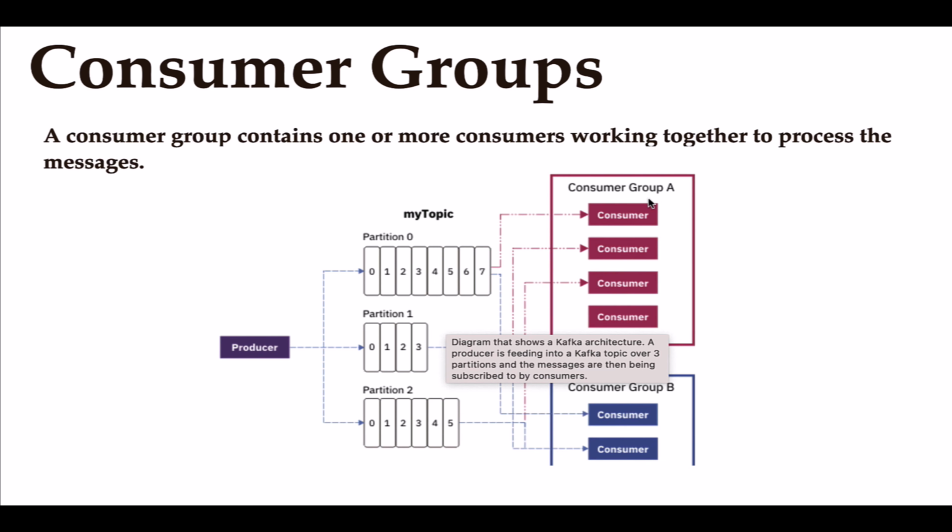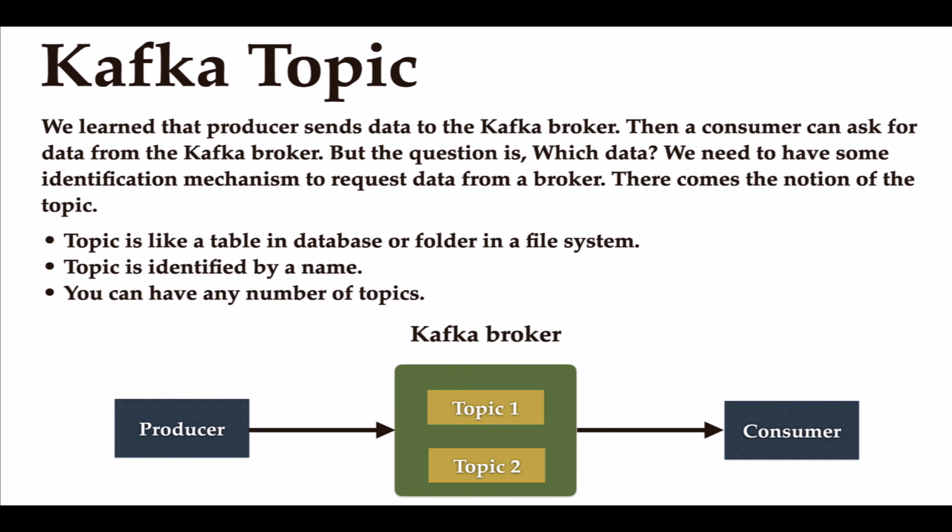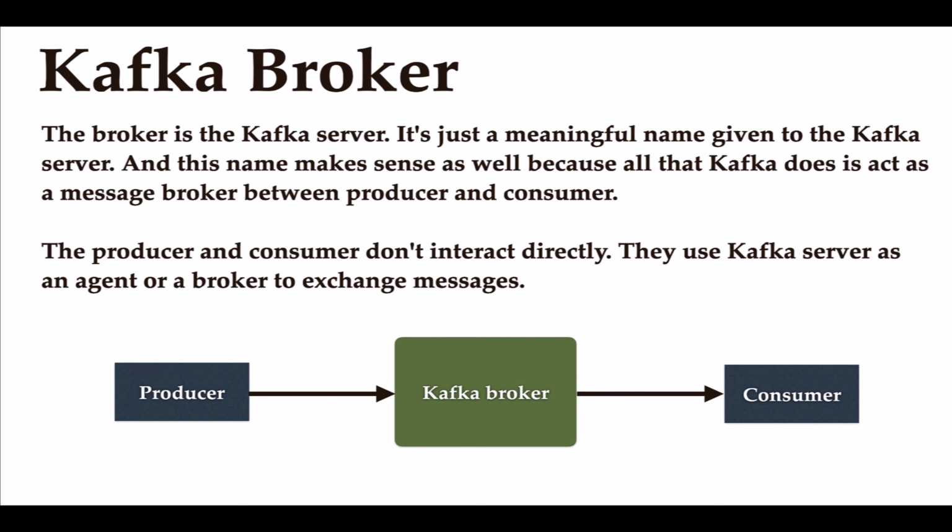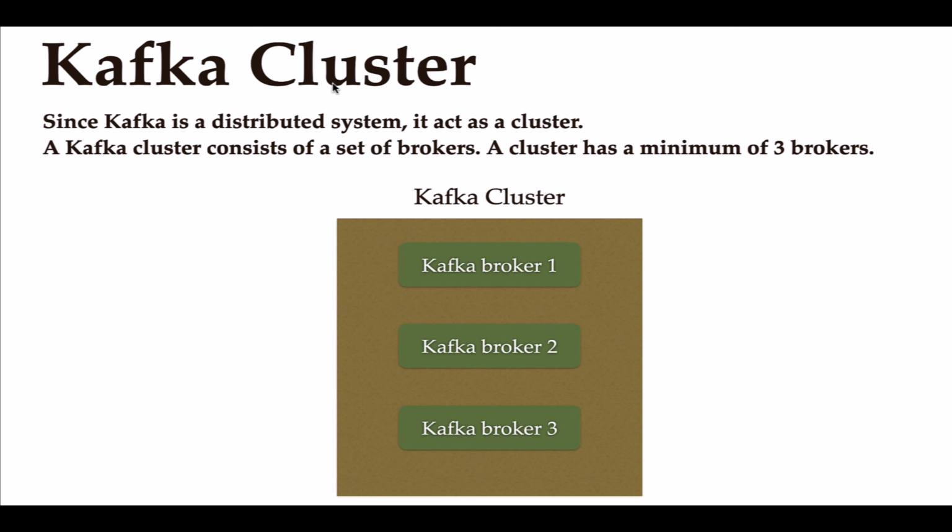Consumer group A contains these 4 consumers, consumer group B contains these 2 consumers. Alright, so a consumer group contains one or more consumers working together to process the messages. Well, just remember, a consumer group contains one or more consumers working together to process the messages. Alright, so these are the important Apache Kafka terminologies or core concepts.